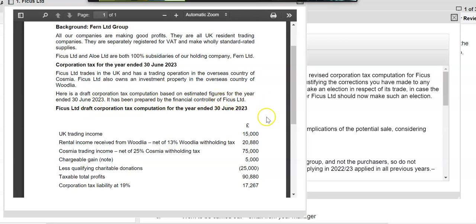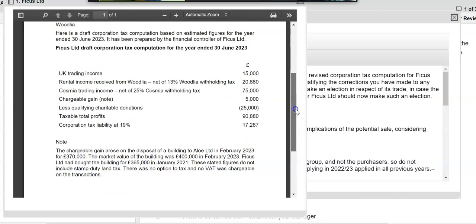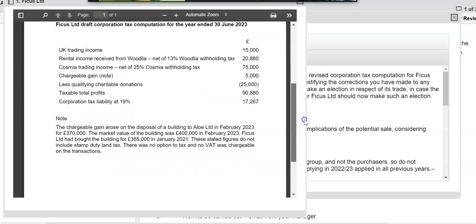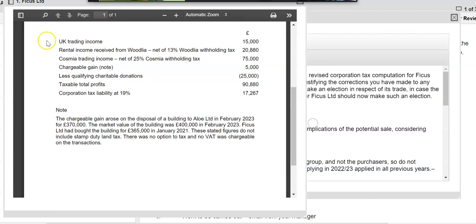Okay, so just keep in mind that normally if the computation has been made by the client, that is going to be incorrect, or it might be having some errors. So UK trading income, that's 15,000. Rental income received from Woodlea, so that's net of the tax, so we have to gross it up by multiplying it with 100 and dividing it by 87, right? Then Cosmia's trading income, and again it is net, so we'll multiply it with 100 and divide it by 75.